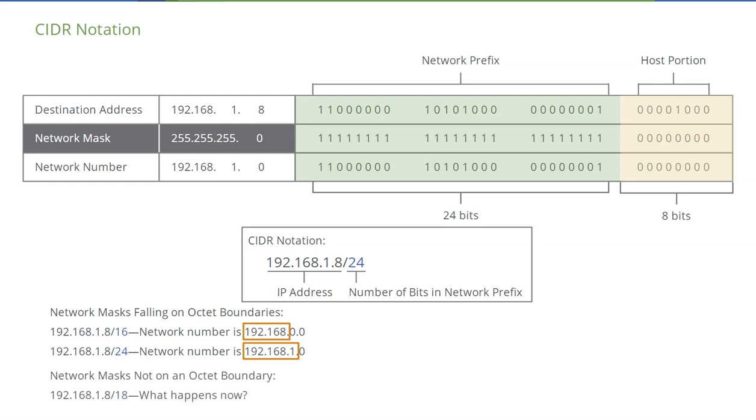But it is a little harder to determine the network number when the network doesn't fall on an octet boundary. Originally, IP network numbers always fell on an octet boundary. With the advent of CIDR, network prefixes could be any length and often don't fall on an octet boundary. The older system of routing was called classful routing. CIDR, if you remember, stands for classless interdomain routing.